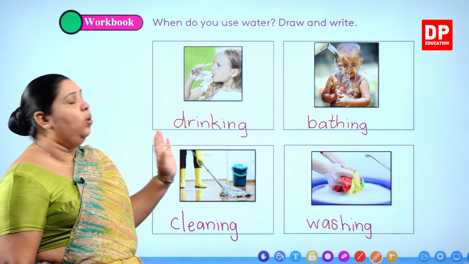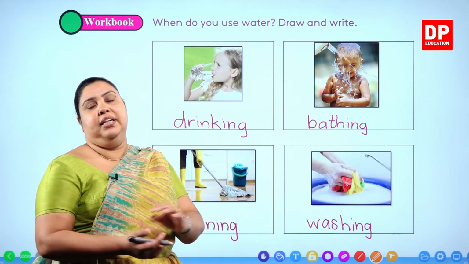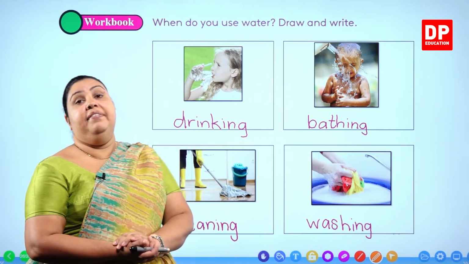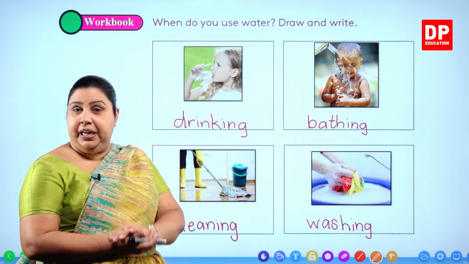So you can draw your own pictures. You need to write their names nicely. So you need to learn the spelling as well.